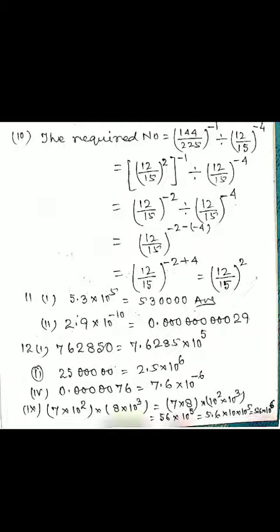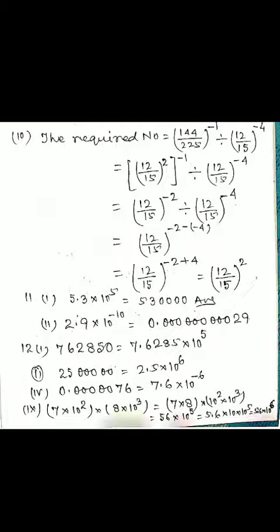7,062,850 can be written in exponential form or scientific notation. So it can be written as 7.06285 multiplied by 10 raised to the power 6. Similarly, you can do the remaining questions.